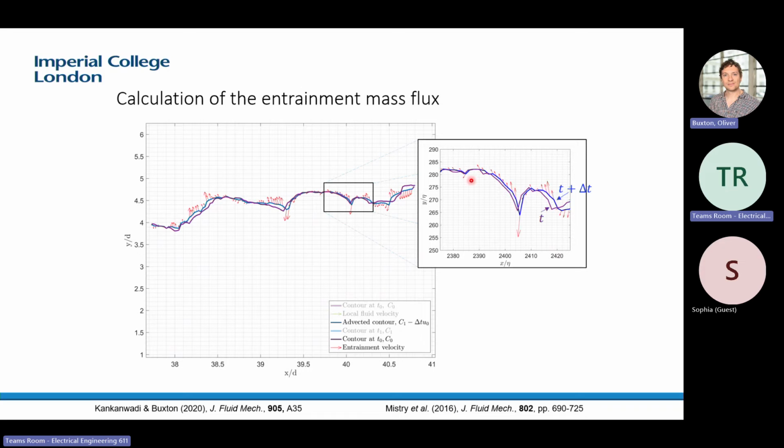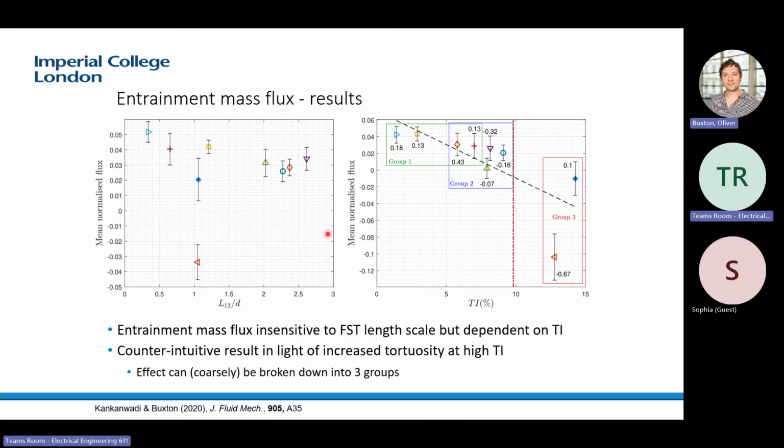And so essentially, if I identify the displacement between these two interfaces and divide through by the time delta t, I get something called an entrainment velocity. And what I can do is integrate the entrainment velocity along the interface to see what the entrained mass flux is going to be. And what we did is we compared the length scale of the background turbulence to the intensity of the background turbulence to see which of these is going to be more important in determining the entrainment rate.